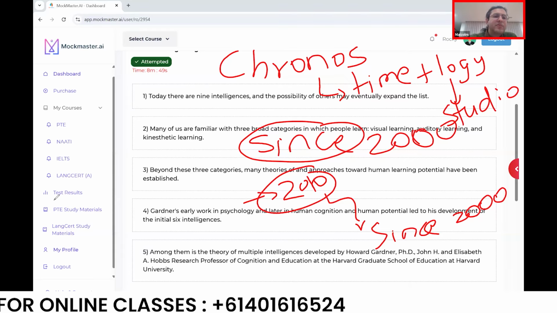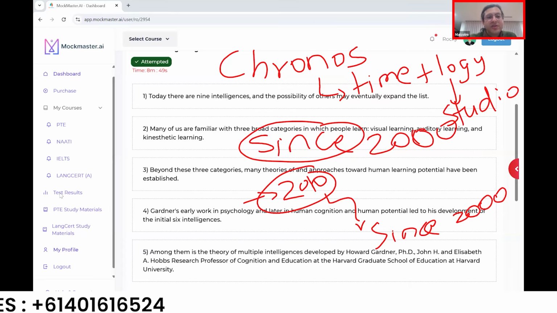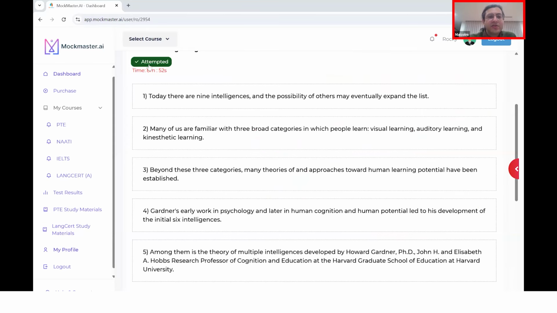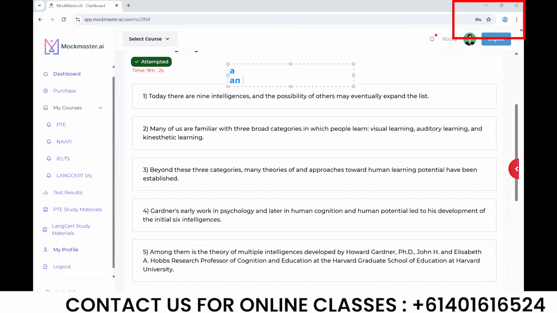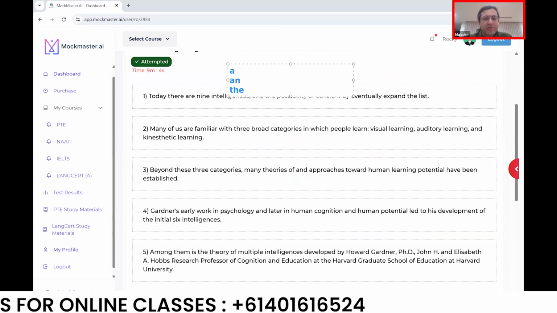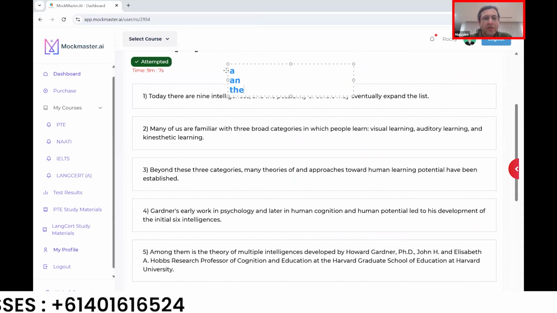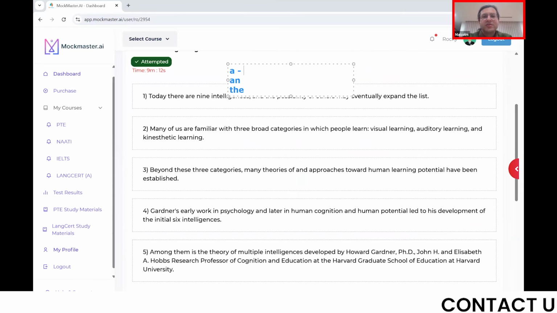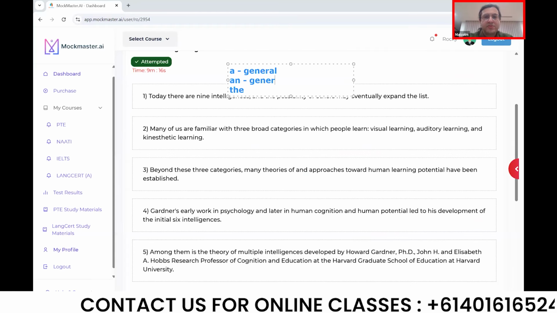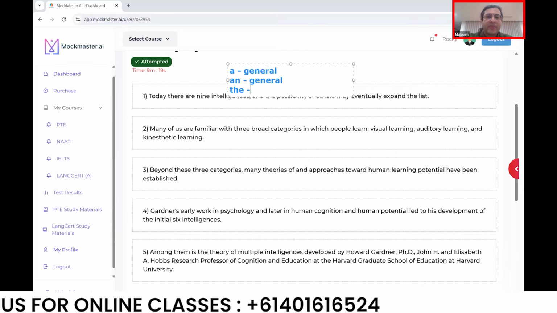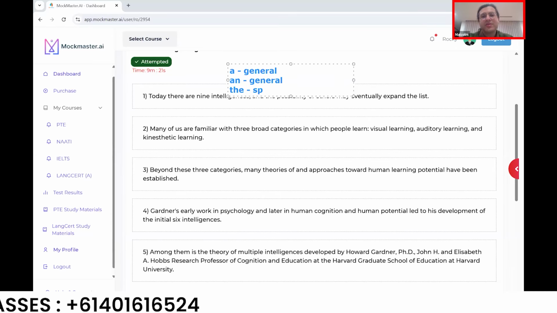Then there is another very simple rule, but a very effective rule, which involves articles. What are articles? A, an, and the. There are only 3 articles in English, okay? A and an mean a general introduction. They show generality. And the means something specific.